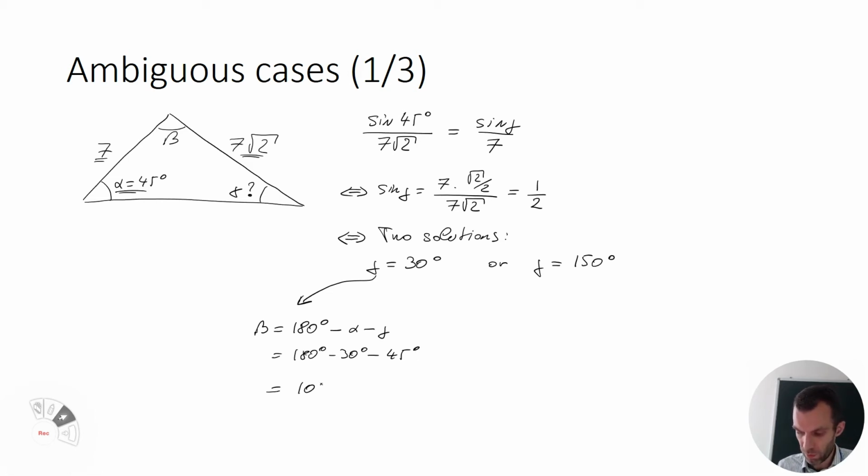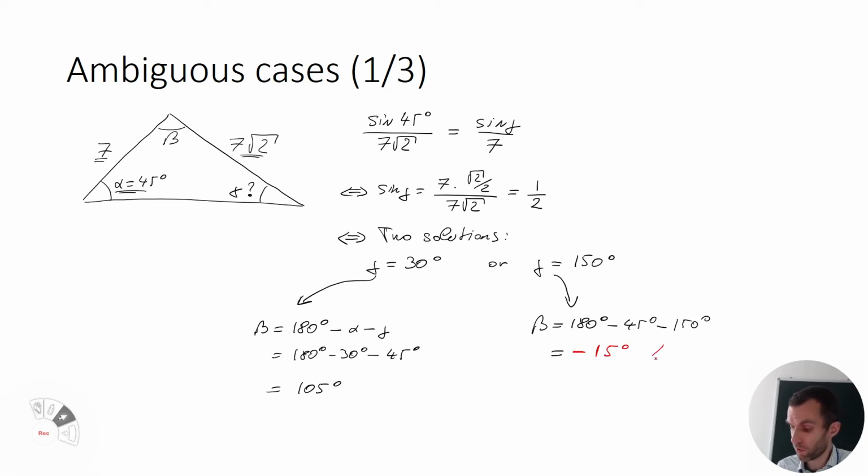So then beta is 105 degrees. That's great. And now let's have a look here. If gamma is equal to 150, then beta is equal to 180 degrees minus 45 degrees from alpha minus 150 degrees. And what you see is that we actually end up with a negative value. We get that this is equal to minus 15 degrees.